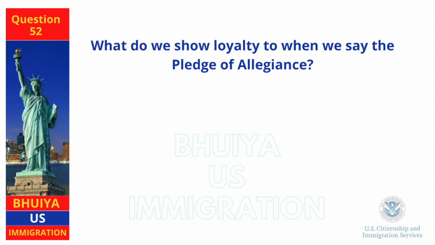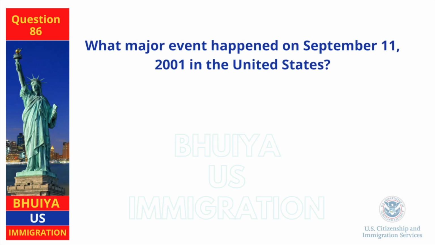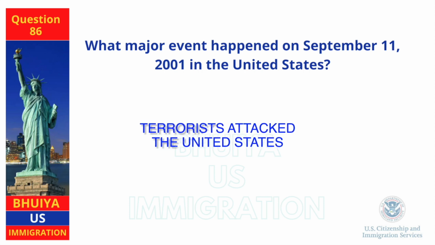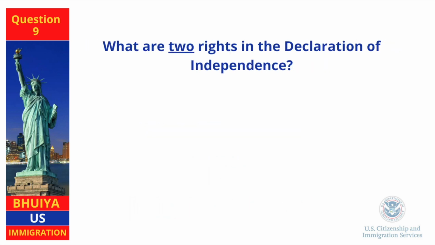What do we show loyalty to when we say the Pledge of Allegiance? The United States. What major event happened on September 11, 2001 in the United States? Terrorists attacked the United States. What are two rights in the Declaration of Independence? Life, liberty.